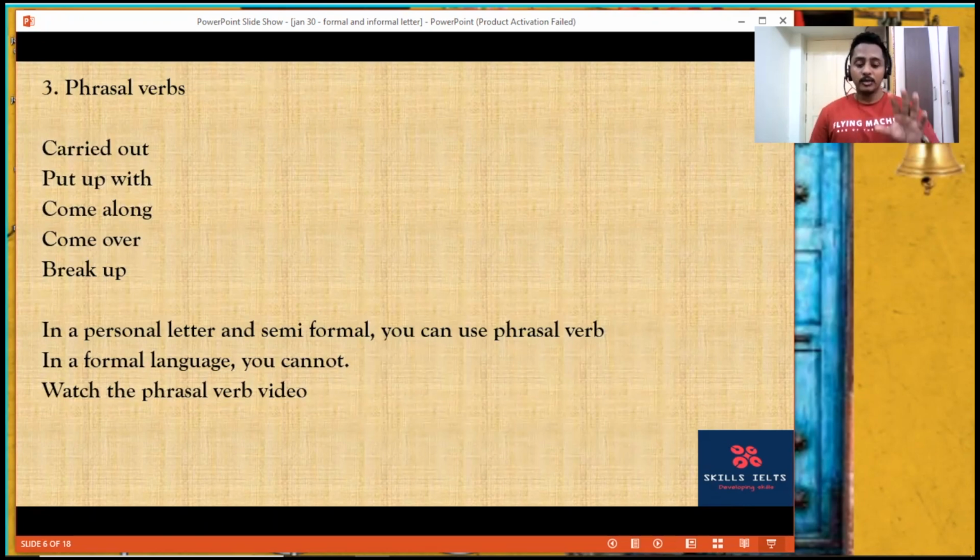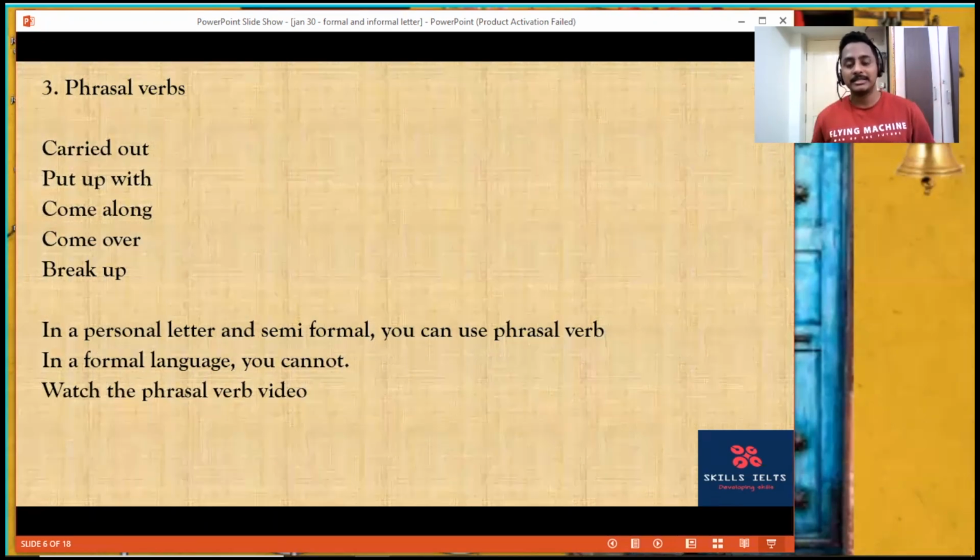Get along. See, there are two verbs when they come together, or one verb and one preposition. When they come together, they mean something else. Carried out, put up with, come along, come over, break up. Break is different, up is different, but when you put them together, they mean something else. That's called a phrasal verb. You may use phrasal verbs in your personal letter, that is informal and semi-formal, but not in formal.